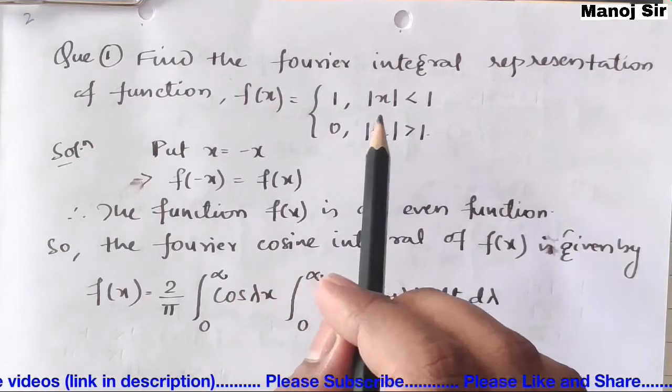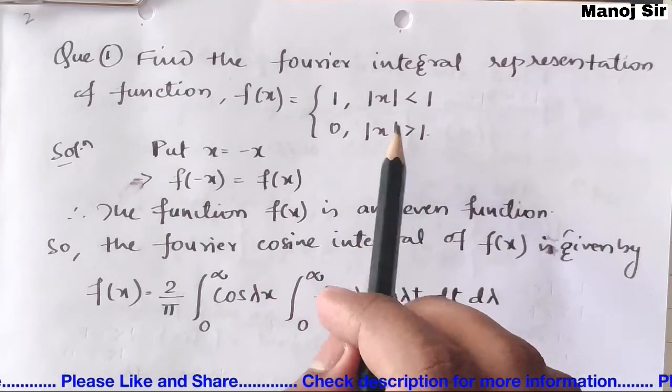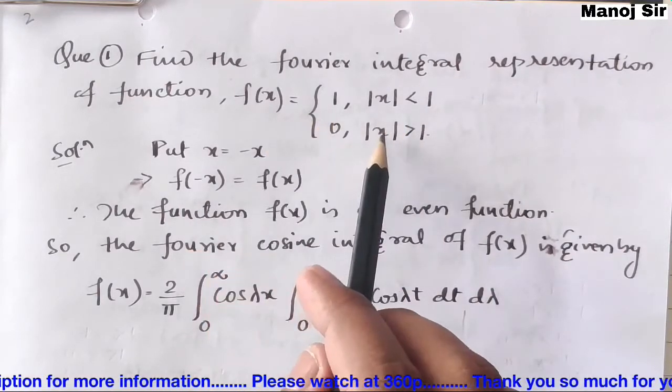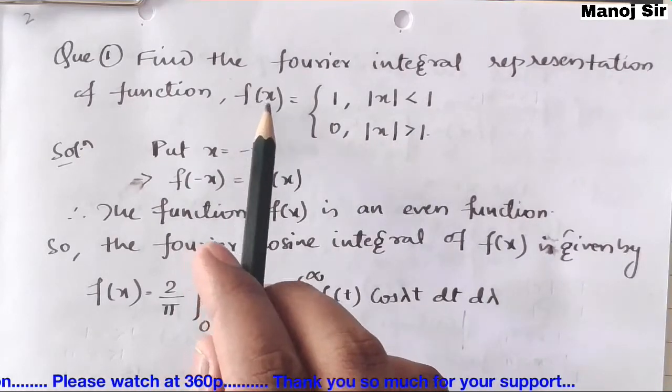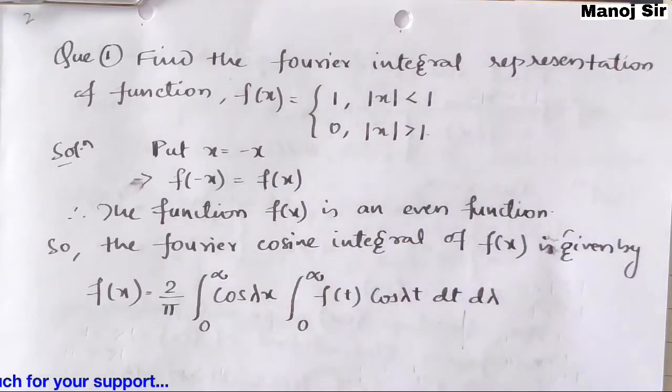Now here you can see we have mod of x less than 1 and mod of x greater than 1. When mod of x is less than 1, in that case function f of x is 1. And when mod of x is more than 1, in that case function f of x is 0. And let us discuss these two limits.